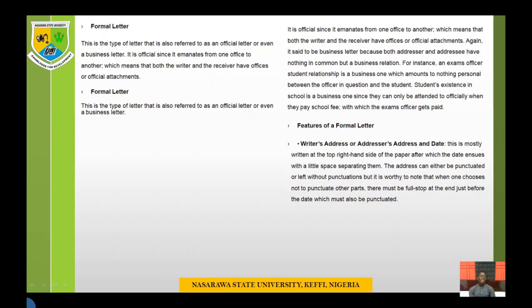Formal letter. This is a type of letter that is also referred to as official letter or even business letter. It is official because it has to emanate from one office to another, and it is business letter because the writer or the addresser and the receiver or the addressee do not have anything in common. What is between them in form of relationship is just a business relationship. It is just like you going to the market, giving your money and receiving your goods. It is what actually translates here.